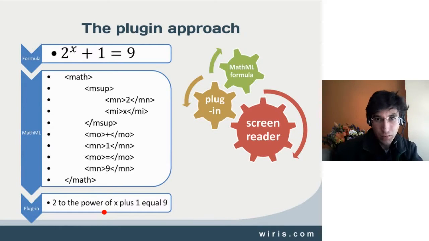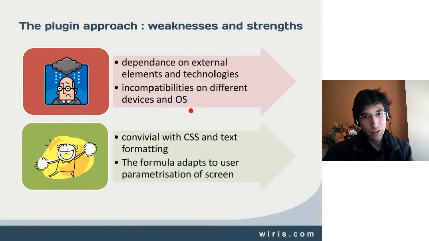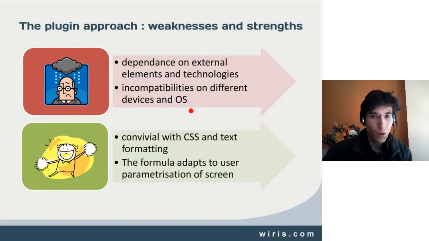Bad points. Dependence on external elements and technologies, and incompatibilities on different devices and operating systems. Which means if I have different devices that are able to give me accessible content, I need to be able to install this plugin on my computer, my tablet, my telephone, on everything, right? Which will not always be the case because there are different technologies behind each thing.